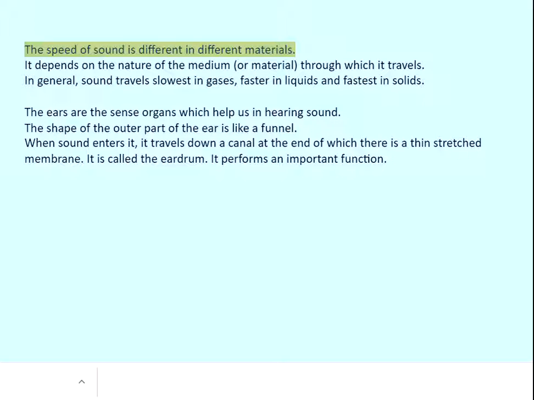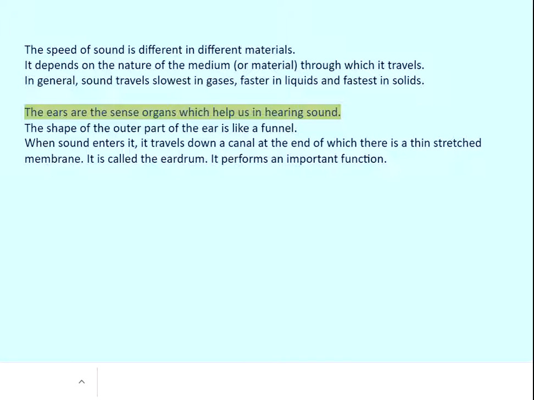The speed of sound is different in different materials. It depends on the nature of the medium, or material, through which it travels. In general, sound travels slowest in gases, faster in liquids and fastest in solids.